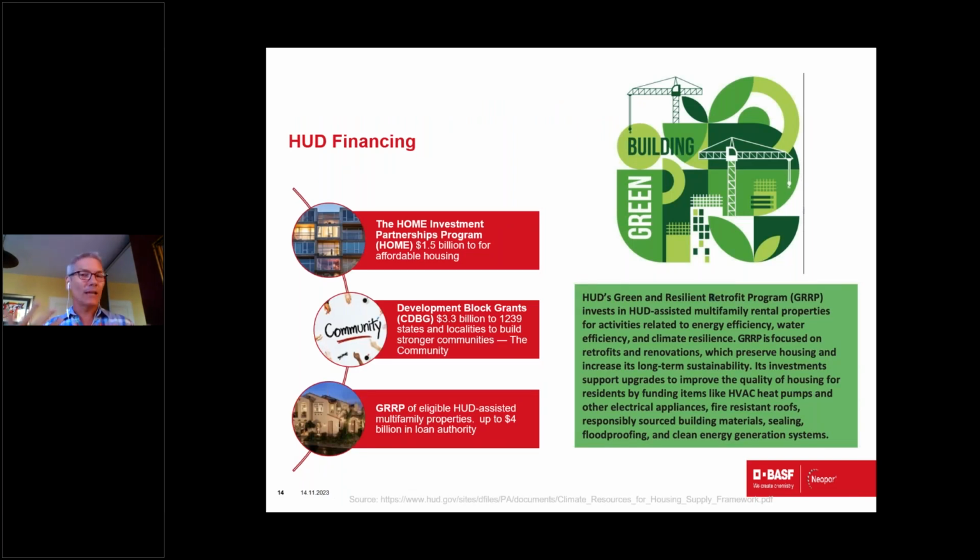they have reinvigorated a variety of programs. So the home program, $1.5 billion going into affordable housing and upgrading. The community development block grants, $3.3 billion to go to states and cities for renovating and upgrading different infrastructure, public infrastructure. And then the bottom one there, the GRRP, that's this Green and Resilient Retrofit Program. So mainly how we're here to talk today about brand new construction, a lot of it has to do with maintaining and ongoing repair of our existing infrastructure.